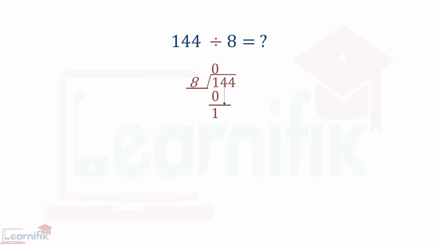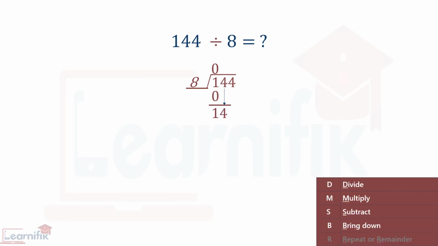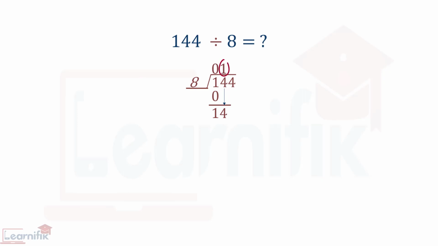Next step, bring down the second digit 4. This is the bring down step. Now check to see if the remainder is greater than 8. You see, we are repeating the whole steps again. 14 is greater than 8. So 8 goes into 14 at least one time. So write down 1 in the quotient. 1 multiplied by 8 is 8. Now subtract 8 from 14. The remainder is 6. Next, bring down the third digit 4.